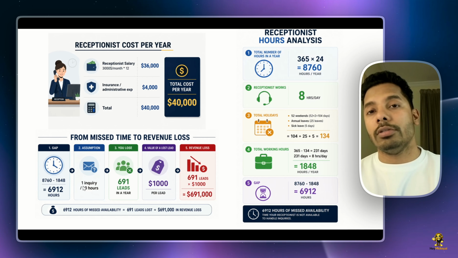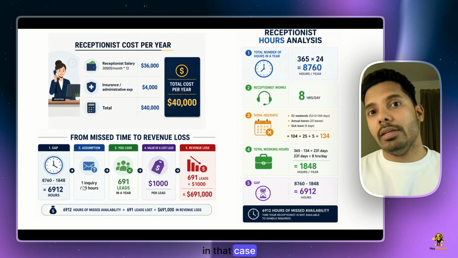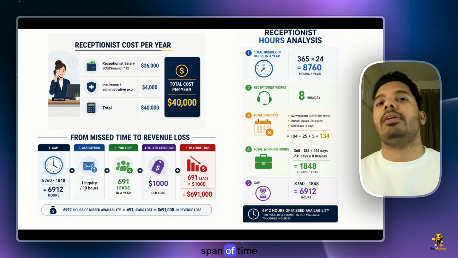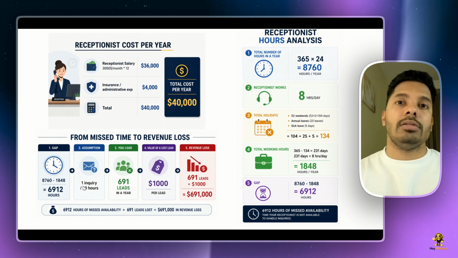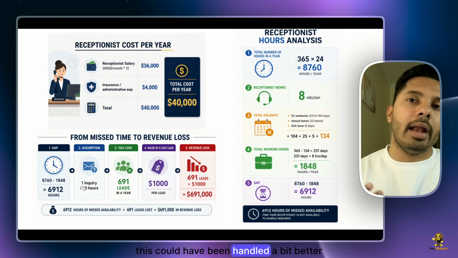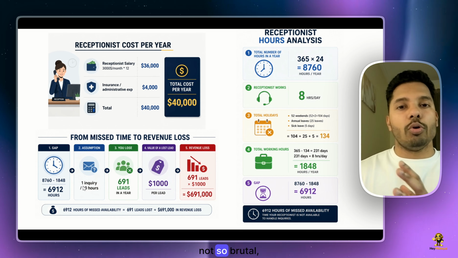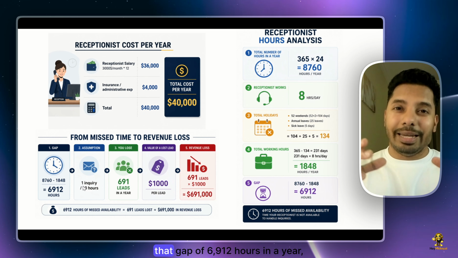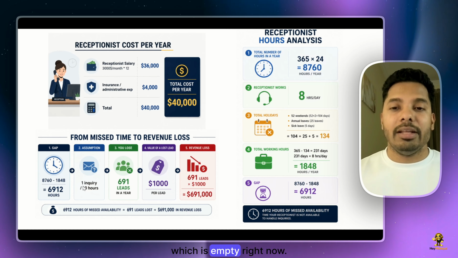And if it was a premium customer or a high value HNI customer, in that case, you could have made a ton of money over a long span of time if you were there at that moment when the customer was a hot lead, right? So this could have been handled a bit better, and this could have been not so brutal if there was someone to handle those gaps, that gap of 6,912 hours in a year, which is empty right now.